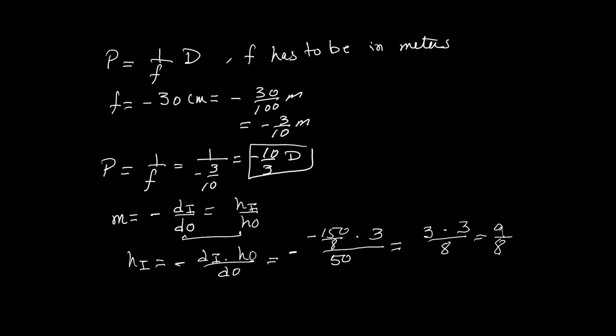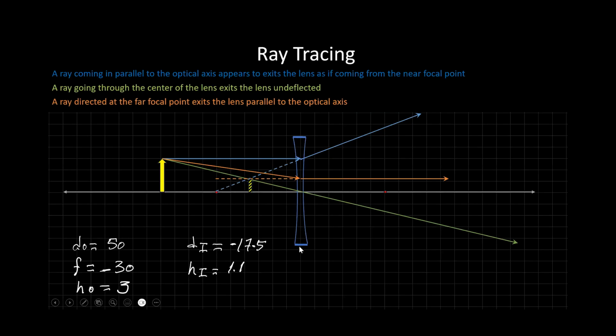So that's 1.125 units. We go back here, and again, I estimated 1.1. That's not bad. So this is good. This is how we do ray tracing and the thin lens equation for a diverging lens, with the object sitting outside.